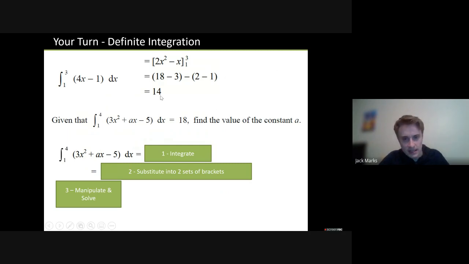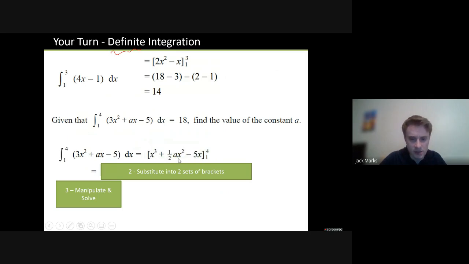So 14, and please verify that with your calculator. Remember, there's no plus C if you do definite integration like this. Definite integration means like the one with the square brackets where you use limits. Don't need plus C.